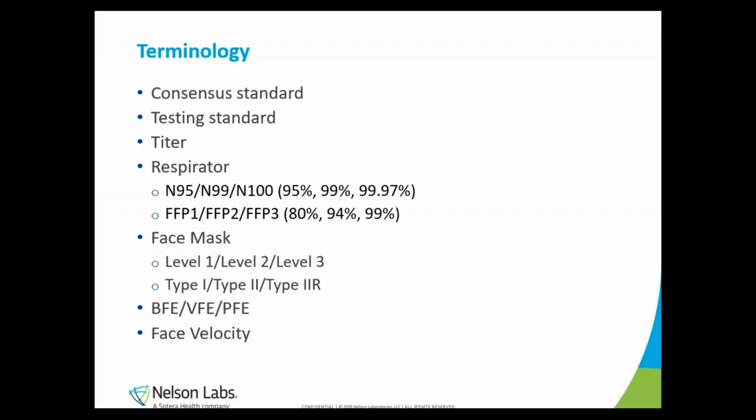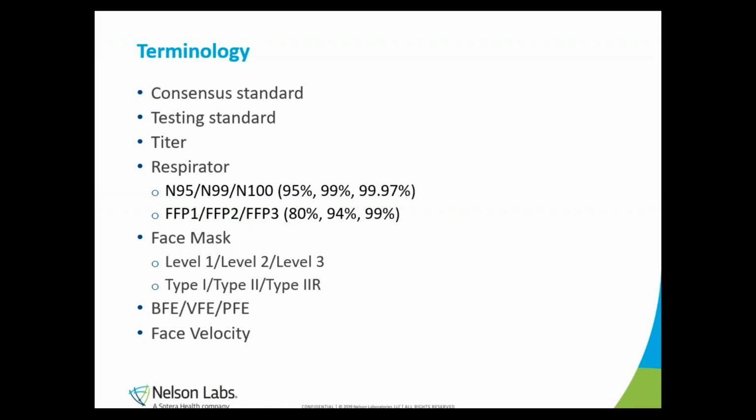A face mask is a loose-fitting mask for the face, and it's meant to block large splashes and sputum from coughs or sneezing. You can see below there level 1, level 2, and level 3, as well as type 1, type 2, and type 2R. These are the classifications for face masks in the US and Europe, and we will talk about them more in detail later on.